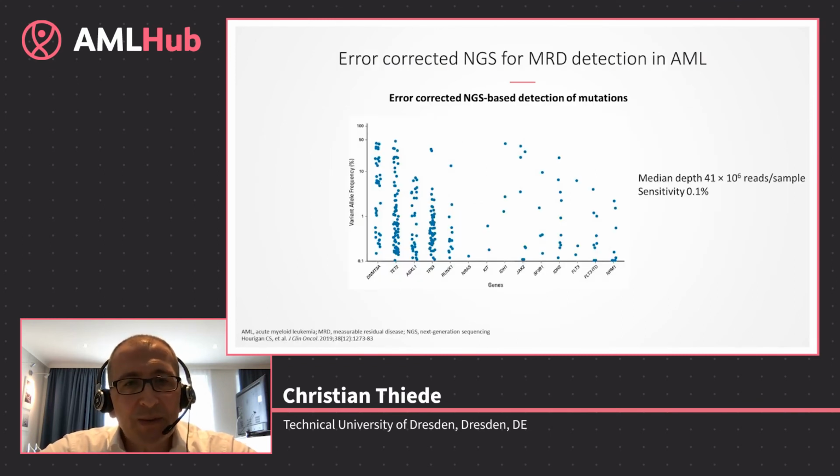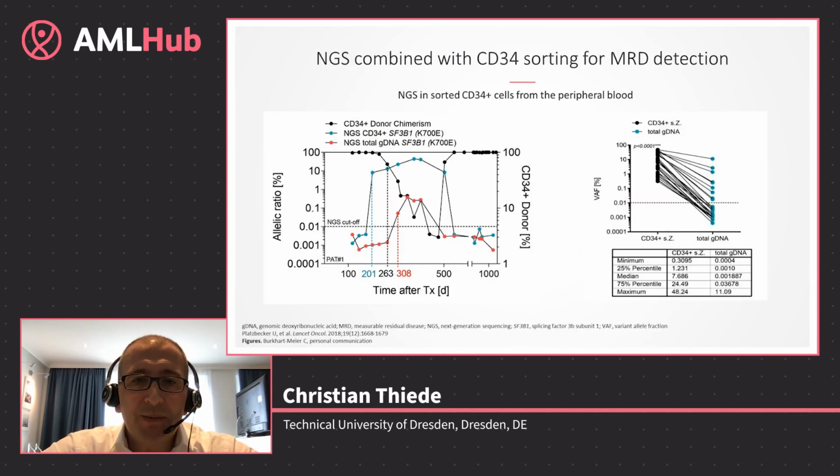Similar methods were also applied in patients before transplantation. Chris Hourigan from the NCI did such an approach, and he was able to show that he could detect alterations at a sensitivity of 0.1%. And if he did so, he could delineate in a retrospective analysis of a randomized study that RIC transplanted patients were not benefiting if they still had MRD detectable at the time of transplantation.